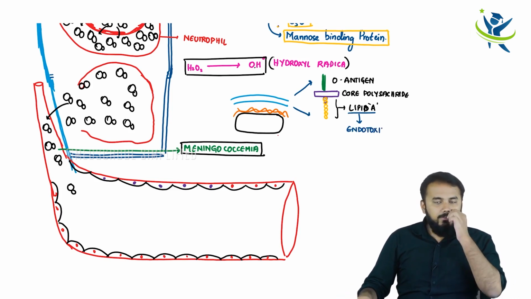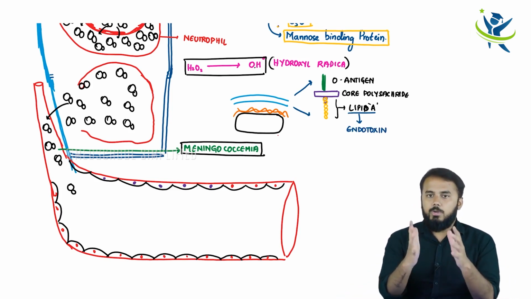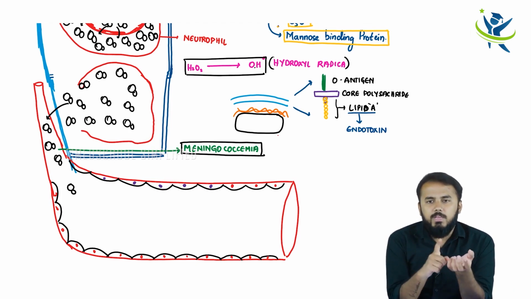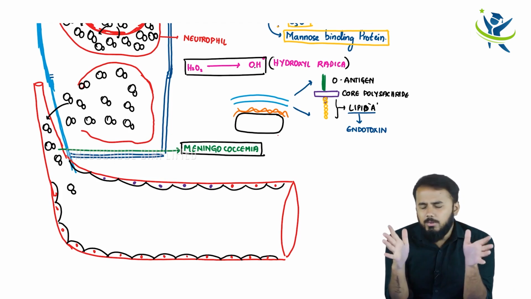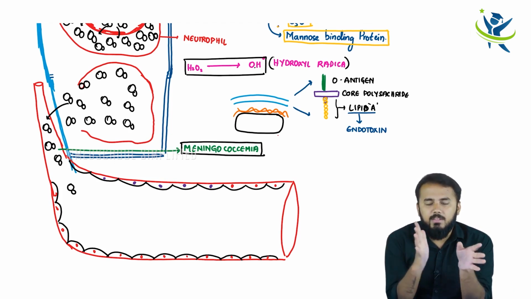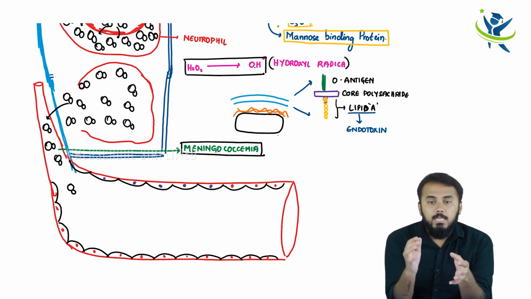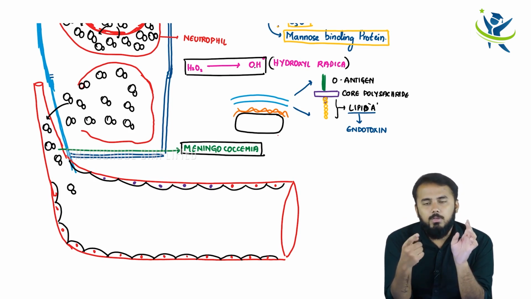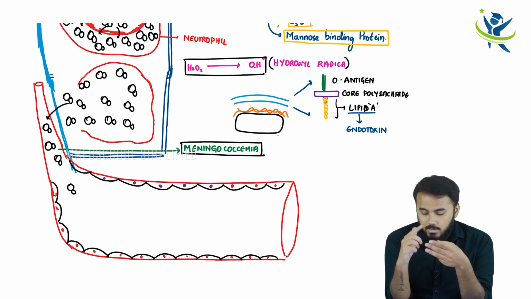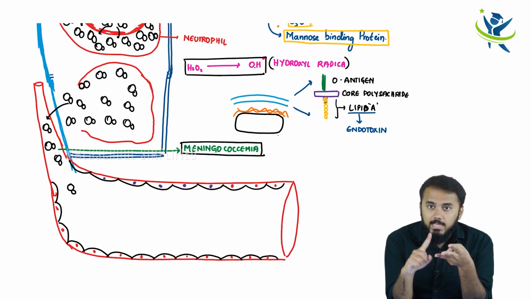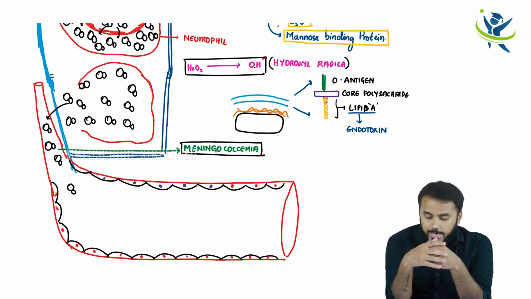So if someone asks you, as a student, from where in Meningococcus endotoxin is released, not only in Meningococcus, guys, but in any gram-negative bacteria releasing endotoxin, the answer is: the bacteria has an inner membrane and an outer membrane. The outer membrane has three parts: O antigen, core polysaccharide, and lipid A. Lipid A is nothing but endotoxin.